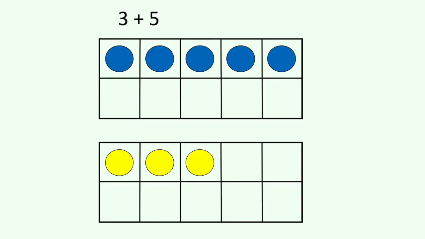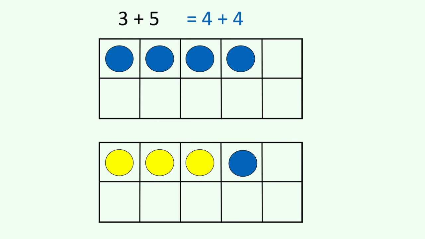Let's take this one, 3 add 5. At the moment it's not a double, and you can see we've got 5 in the top 10 frame and 3 in the bottom. But we can turn this into a doubles fact by moving one of the counters from the top 10 frame to the bottom. Let's have a look. There it goes. And we can see that this fact has now become 4 add 4. 4 add 4 is a doubles fact, and we know that it's 8.